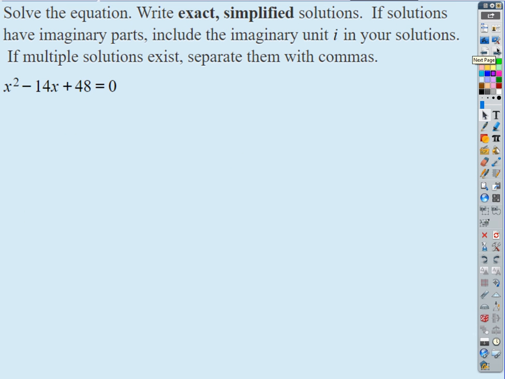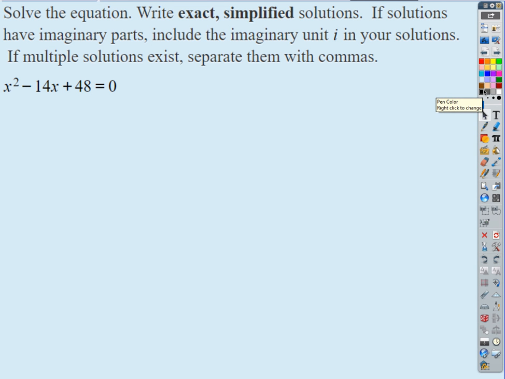Okay, so this time we're solving the equation. We're going to write exact simplified solutions, but we have to include i's in this case if we have any. But I don't think we ever get into this stuff. Maybe at the very end, but I don't think you ever get any i's.